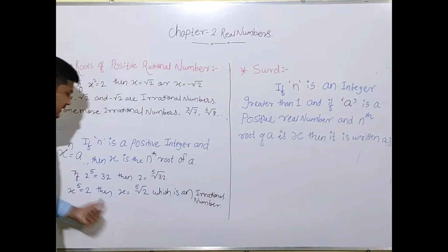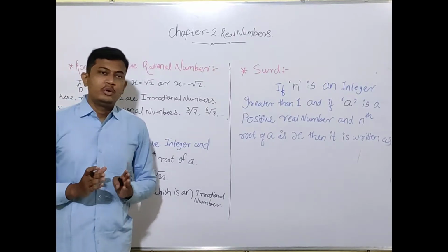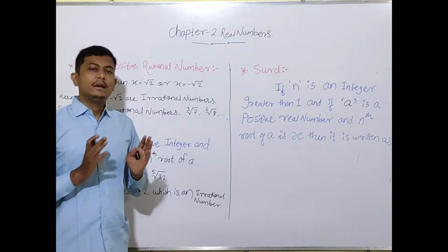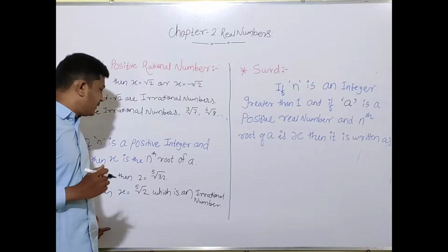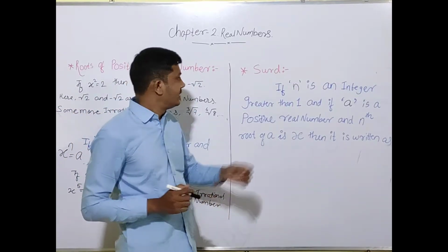So from this condition, we can say that if we take the square root, cube root, fourth root, fifth root, or up to the nth root, the value will be either a rational number or an irrational number. So let's see the next topic, that is the surd.